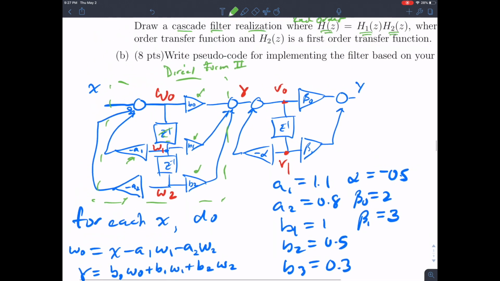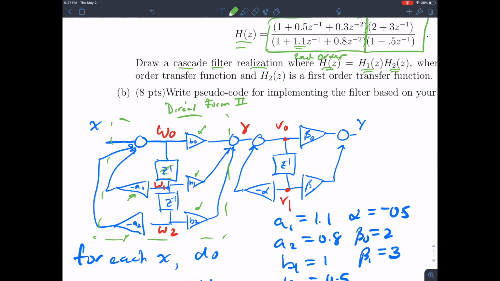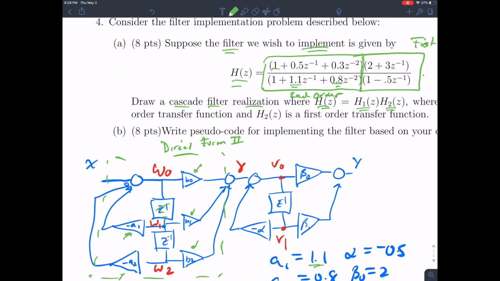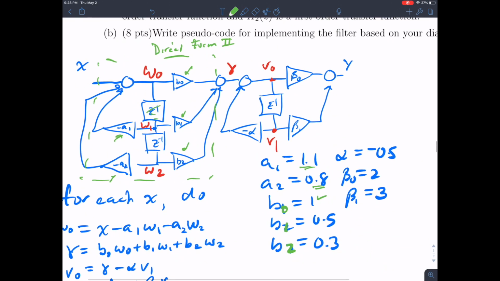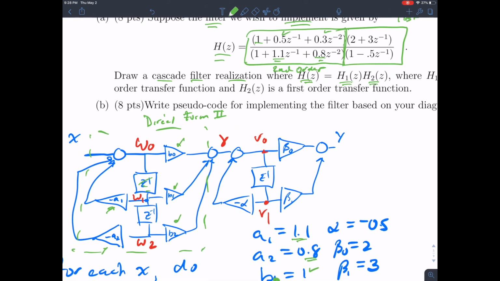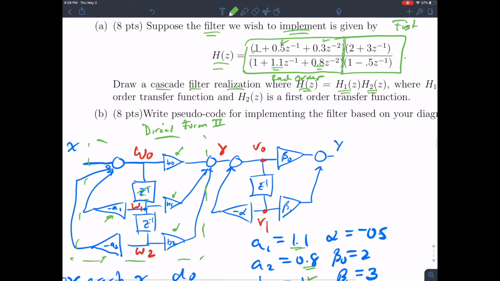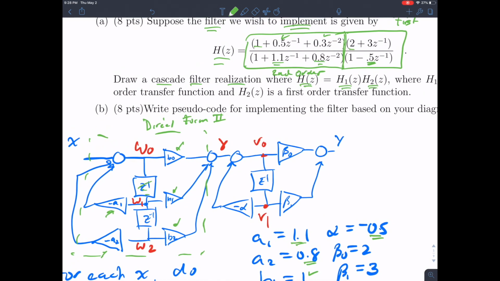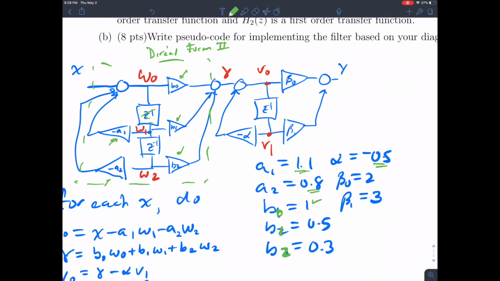All right, so from the transfer function, you see here's A1, here's A2, and then the B's. That should actually be B0, B1, B2. Okay, is 1, 0.5, and 0.3. And then for the first order section, I changed them to alphas just so that the A's and the B's don't get confusing. So you have alpha is the feedback term, and then the two betas correspond to, essentially the B's.